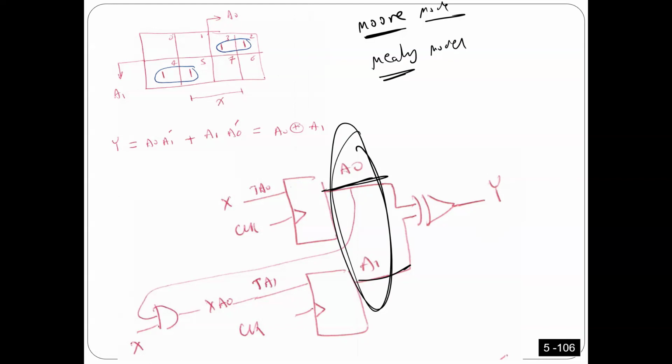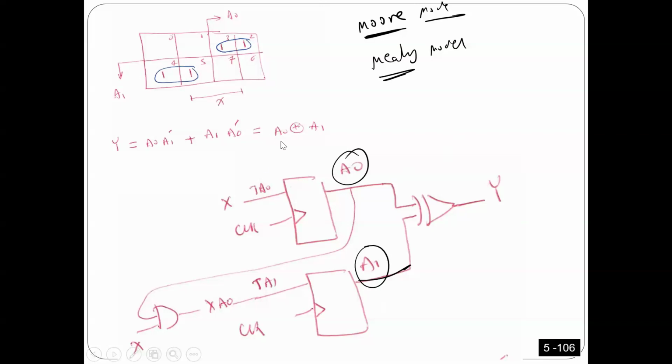So in this case, the input is used just to change the state from one state to another. So X can control exiting a state. When X is 0, for example, I will come here; X is 1, I will come here. But X does not have impact on the output. The output is only a function of A0 and A1. And that's what I noticed here, by the way.